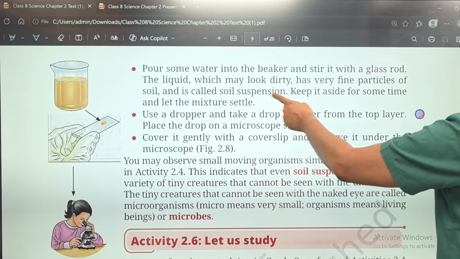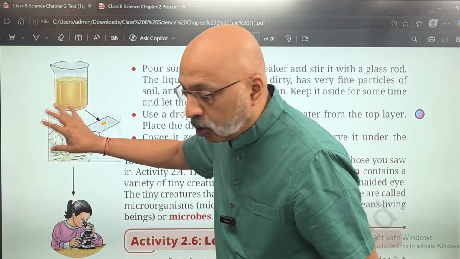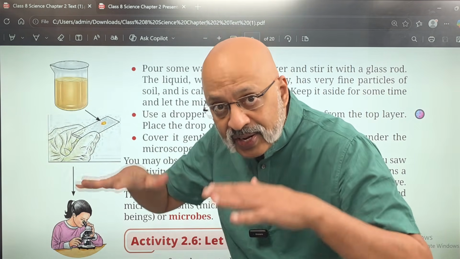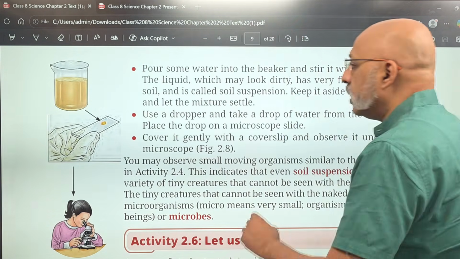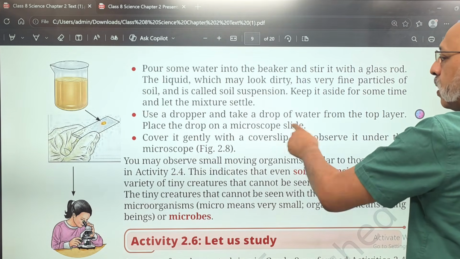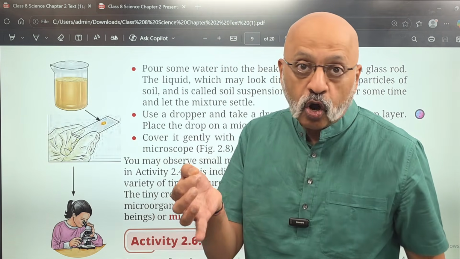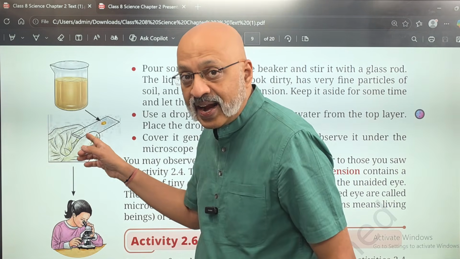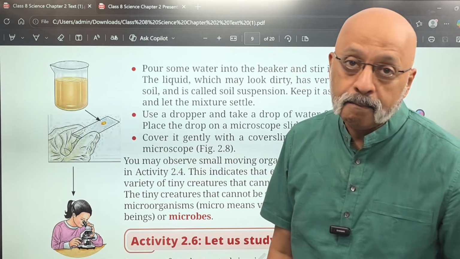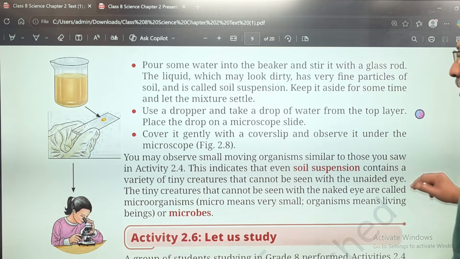Keep it aside for some time and let the mixture settle. The water will be on top, and the heavier soil will settle at the bottom. Now use a dropper and take a drop of water from the top layer. Place the drop on a microscope slide. Cover it gently with a cover slip and observe it under the microscope.